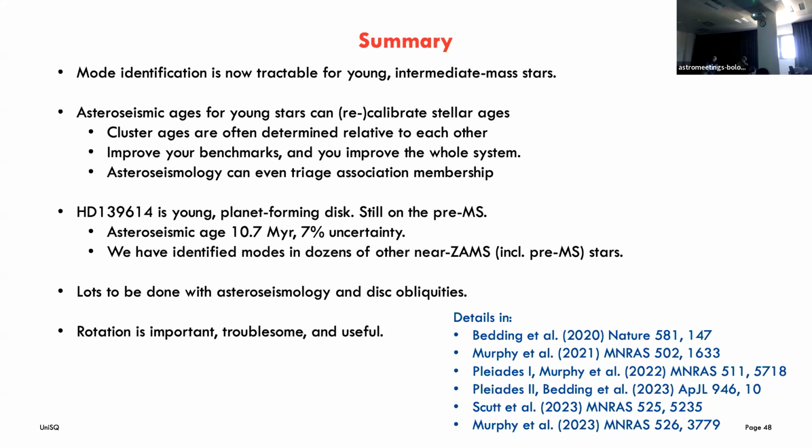I also talked about HD 139614, which is this young planet-forming disk that's still on the pre-main sequence. We get pretty small uncertainties on the asteroseismic age, though the magnitude of that uncertainty depends on how many systematic effects you include. But it's also possible to identify modes in dozens of other stars near the centers. I think there's lots to be done with asteroseismology and disk obliquities. If any of you are on the market for a postdoc, keep your eye out next year if I'm successful. And if I'm not, then, well, no job to do with me.